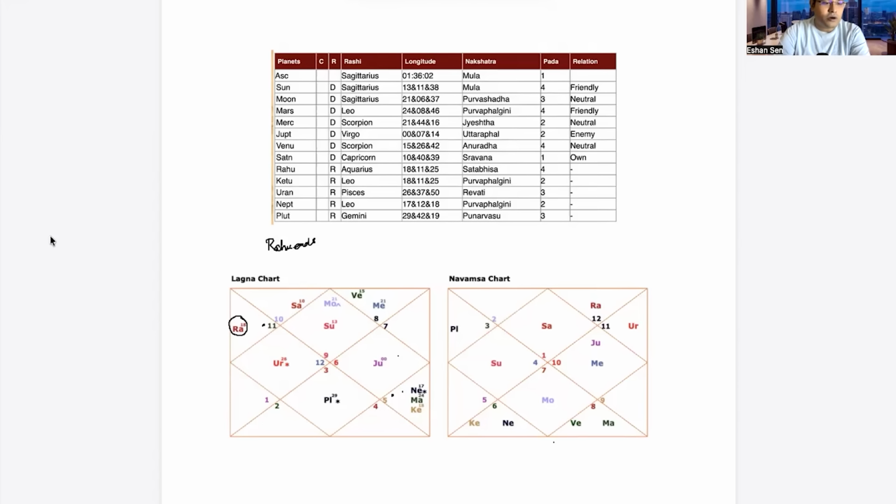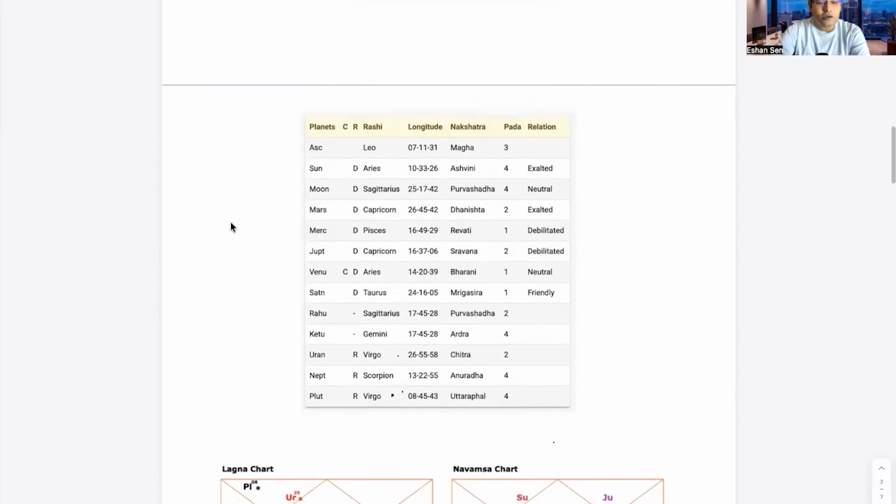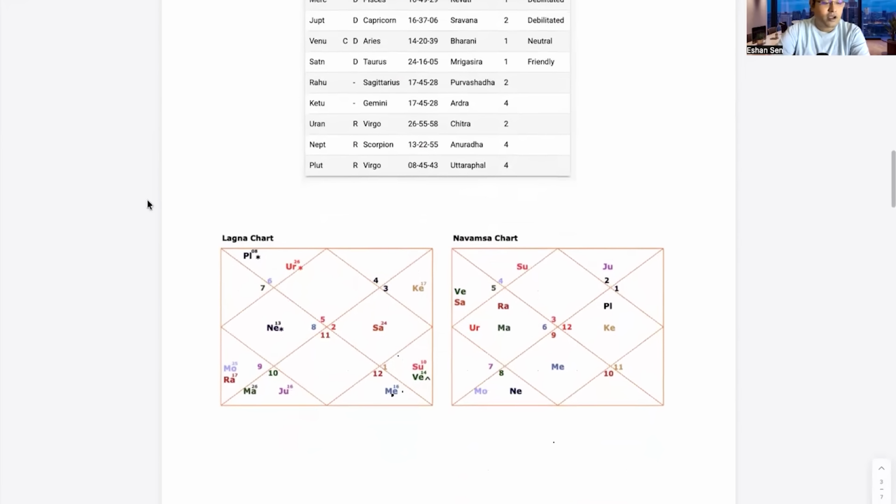Now, if I look into another chart, this is also a male chart. And you will find Ketu, we will not take Uranus, Neptune, and Pluto. This is not a part of the Navagraha system. Ketu is in Gemini and Rahu is in Sagittarius. So if we move from Ketu to Rahu, there are no planets.